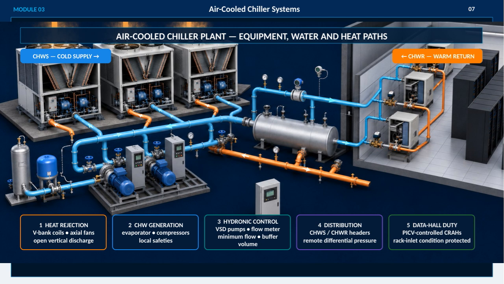At the core, chilled water supply flows cold to the data halls, while warm return water cycles back. This loop is essential for efficient cooling. Understanding these 5 key stages is critical to optimizing system performance and reliability.